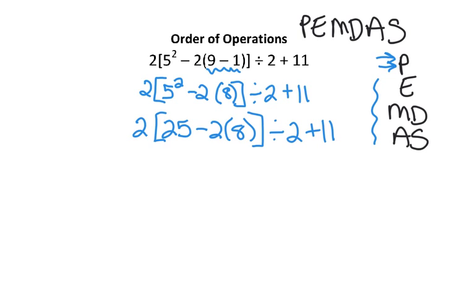And again, I'm still revisiting that parentheses because I'm not done with what's going on inside of it. I already did the exponent inside of it. Now I'm going to do the multiplication and division inside of my parentheses. So my 2 stays the same. Parentheses is still there, the 25 is still there, and the multiplication and division comes next, so 2 times 8 is 16.